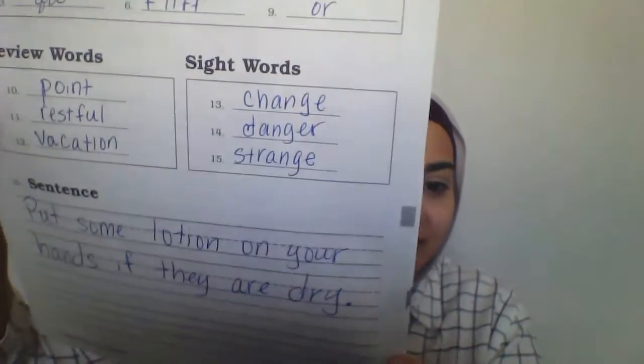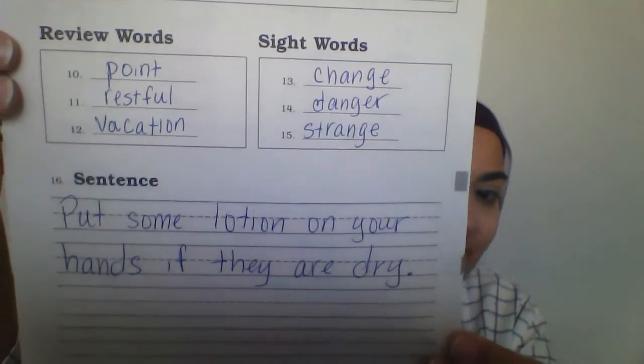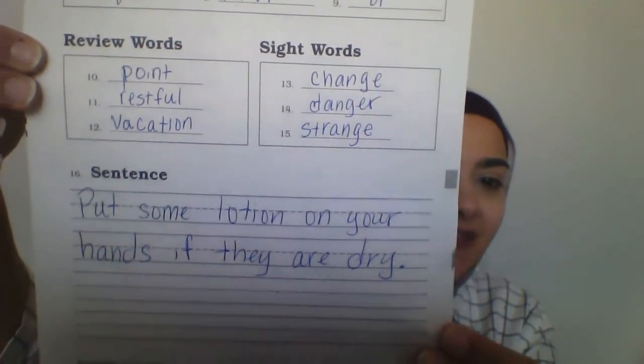Put some lotion on your hands if they are dry. Remember, at the end of the sentence, period, beginning of the sentence, capital letter. Okay, use the lines to help you with making your handwriting nice and neat. Please use those lines. All right, so your paper should look like this. Put some lotion on your hands if they are dry.